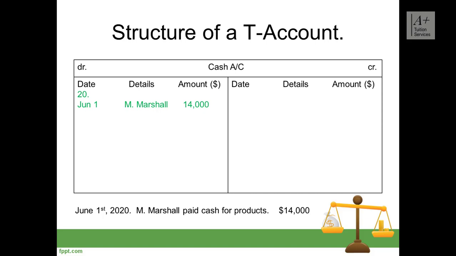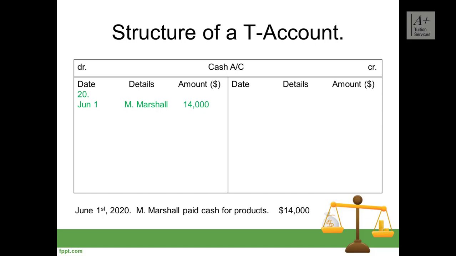And if you look on your screen, you will notice a transaction at the bottom. June 1st, 2020, M. Marshall paid for cash products $14,000, and I entered it into this T account for you. Under the date, we put June 1st, 2020. Under the details, we put M. Marshall because he is the debtor of the business and he paid for cash products of $14,000, and that goes under the amount column, which is the money.